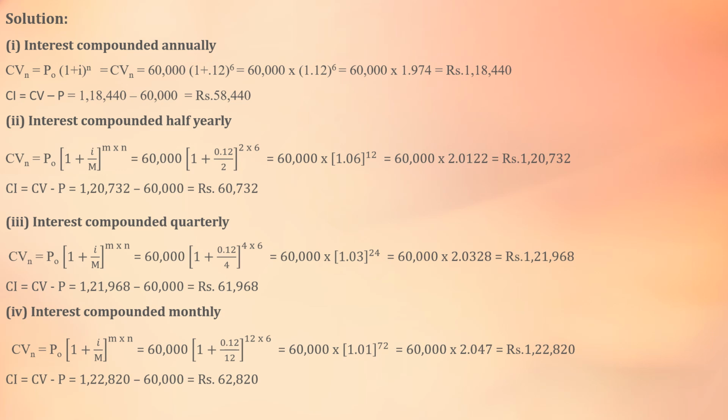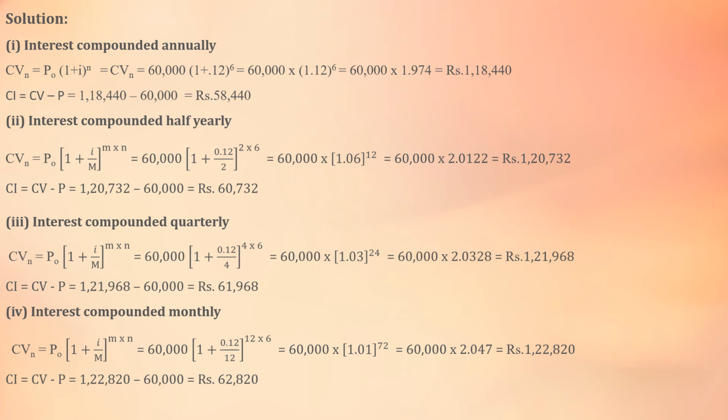3. Interest compounded quarterly. Quarterly interest means 6 into 4 is 24 times interest is calculated. CVN equals 60,000 by 2.0328 equals 1,21,968 rupees. C equals CV minus P equals 1,21,968 minus 60,000 equals Rs. 61,968.